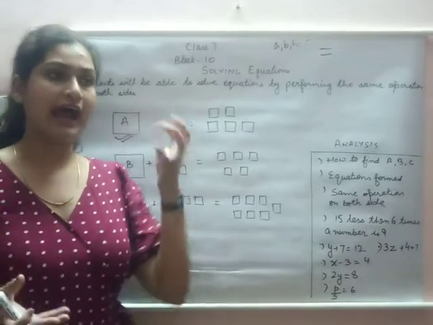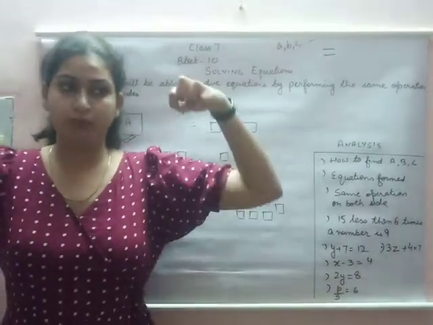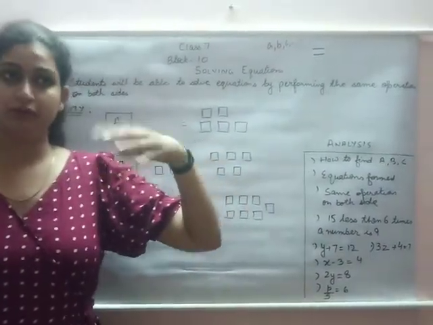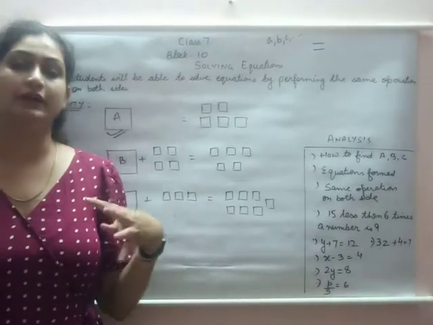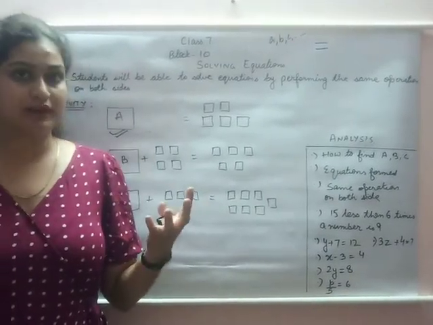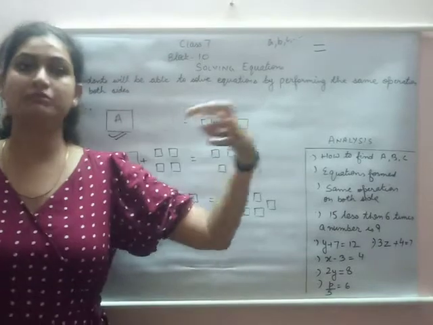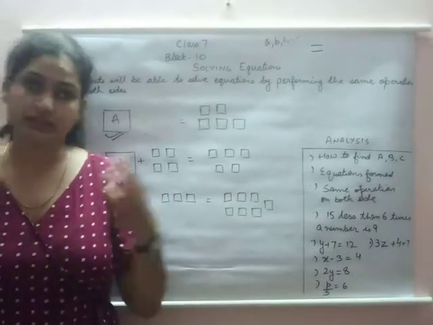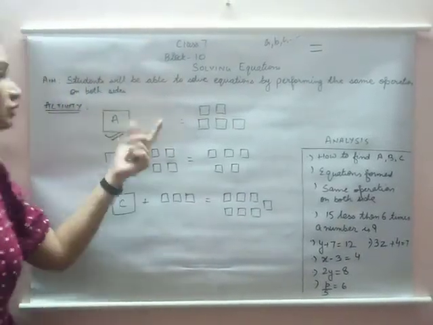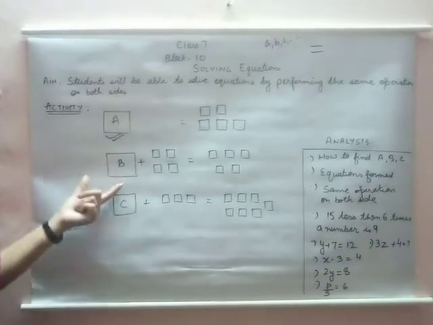Right? If we are adding the same thing on both sides of the pan of the beam balance, the equation is balanced. If we are removing the same amount from both sides, then again the equation is balanced. So this is what we are doing over here. Let's do one more example.